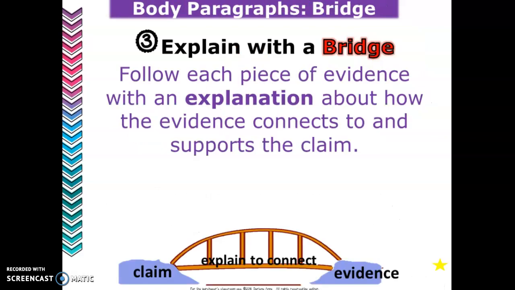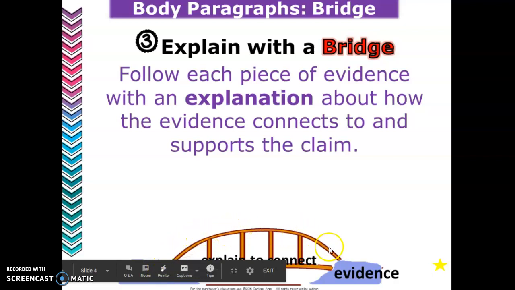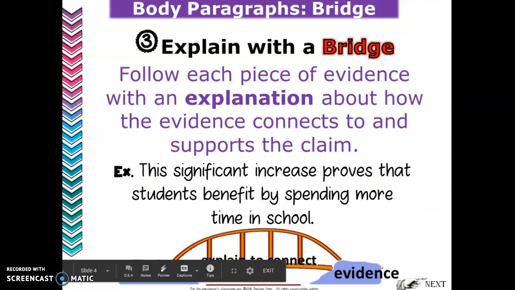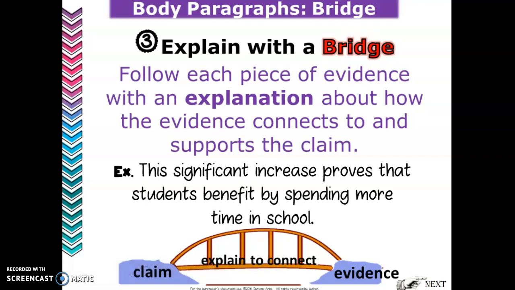Then, as you write in your paragraphs, each one will want to include that bridge. So you'll want to explain with a bridge in each paragraph. So you're going to follow each piece of evidence with an explanation about how the evidence connects to and supports your claim. So your claim needs to be supported by the bridge, and your evidence would support that. Here's an example. This significant increase proves that students benefit by spending more time in school. So your claim is supported by your evidence, and then you want to make a statement, which is your bridge, that shows how those connect.